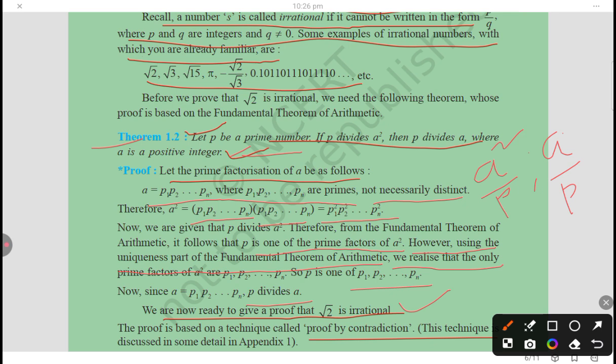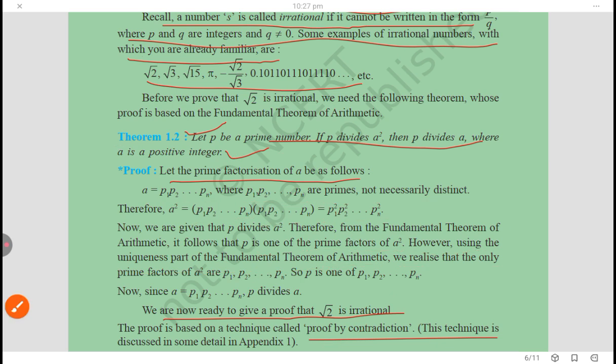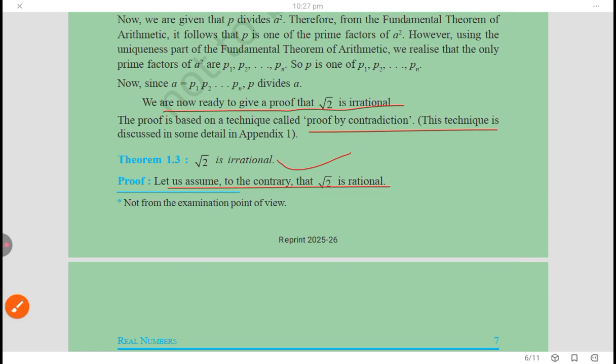You have to prove that this root is irrational by the technique called proof by contradiction. This is a very important question. You will get it for at least 5 marks in the board exams. If you learn root 2, then for root 3, root 5, root 7 you only have to learn this, so you can do any such problem. Here, theorem 1.3: root 2 is irrational.